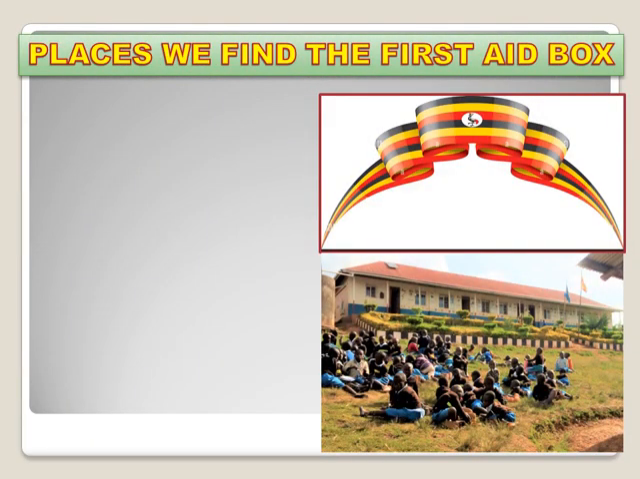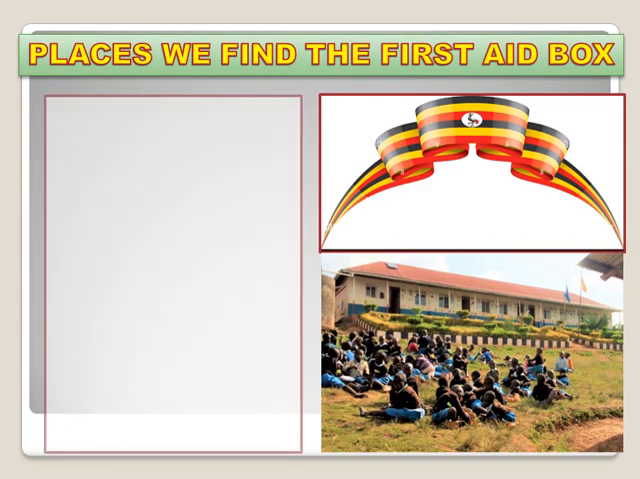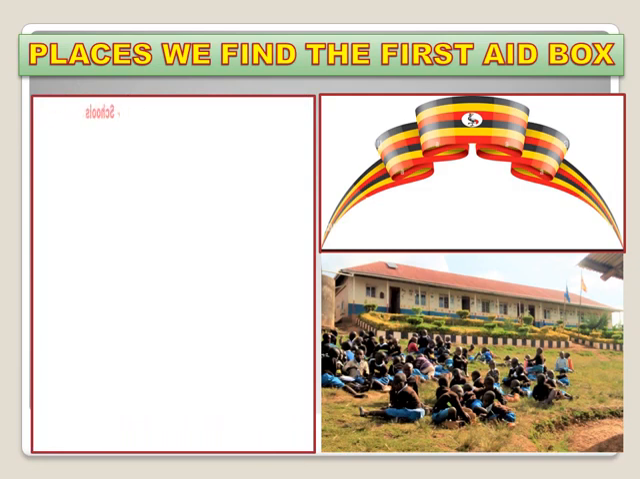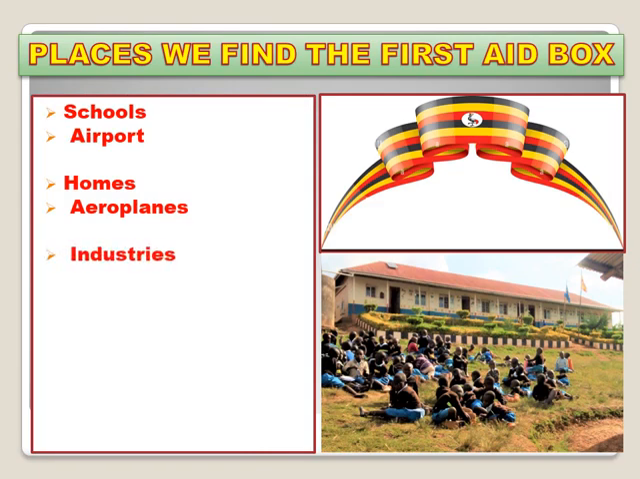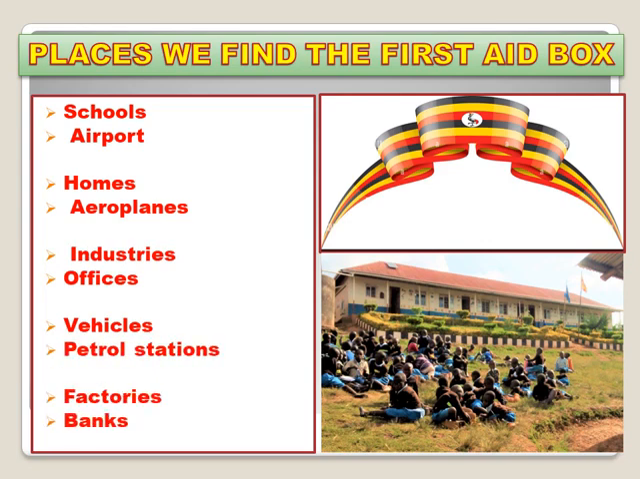Then lastly, to the end, we look at places where we find the first aid box. The first aid box can be found in many places. We shall look at schools, the airport, homes, aeroplanes, industries, offices, vehicles, petrol stations, factories, and banks. There are reasons why I have selected such examples, because they are purposeful to save the life of mankind. This national flag will symbolize all the rest I have talked about, and lastly I have brought one of the schools in western Uganda that has a good first aid box.